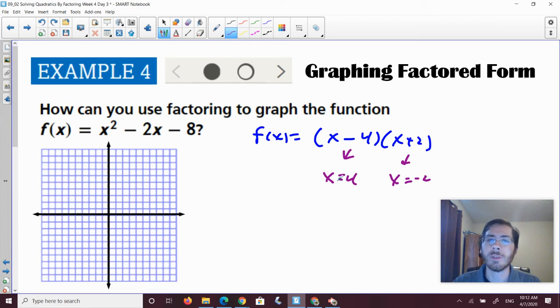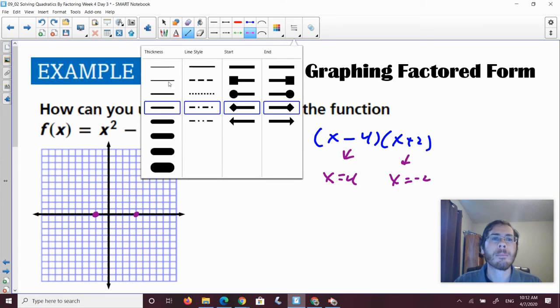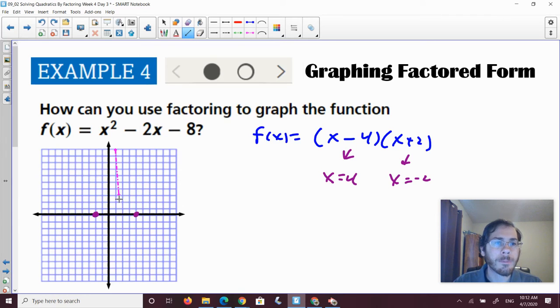So again, we set those equal to 0. And that's actually going to be the x-intercepts. So 1, 2, 3, 4. Negative 1, negative 2. And we know because parabolas are symmetric, the axis of symmetry has to be right in the middle. So that means it has to be right at 1. So somewhere there's going to be a vertex that's at x equals 1, where we can just plot the vertex point and then we'll get the whole parabola.